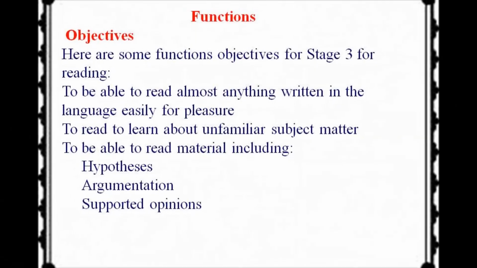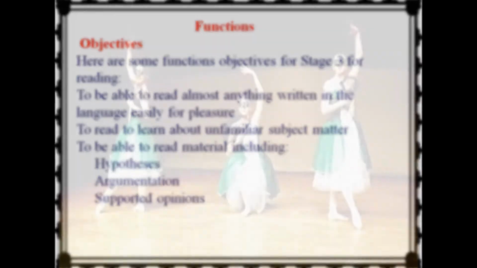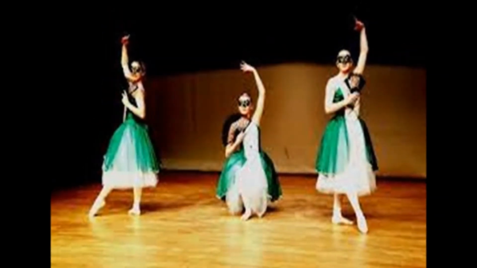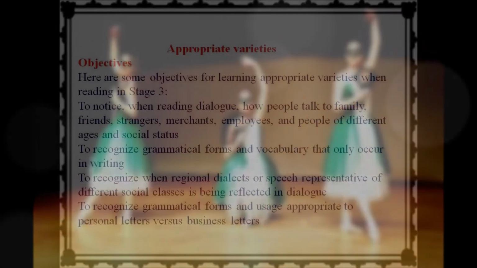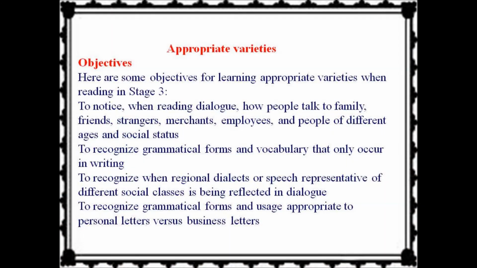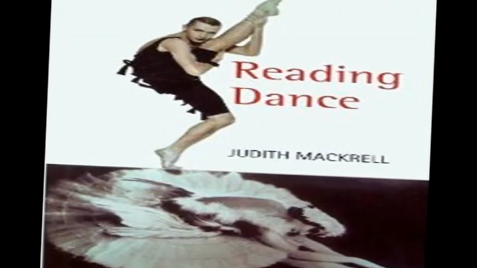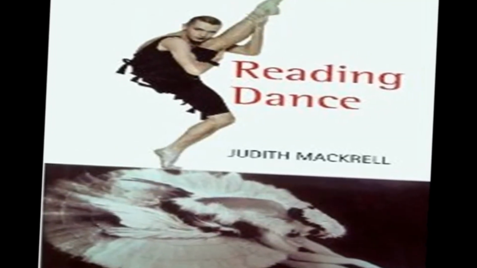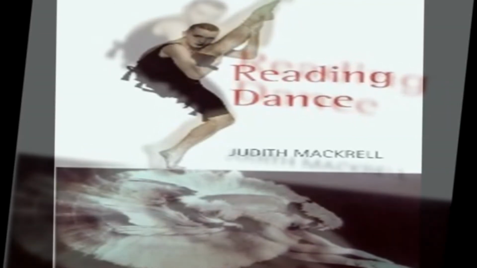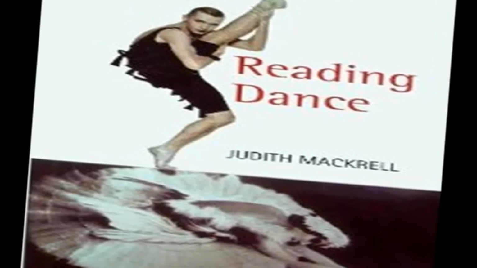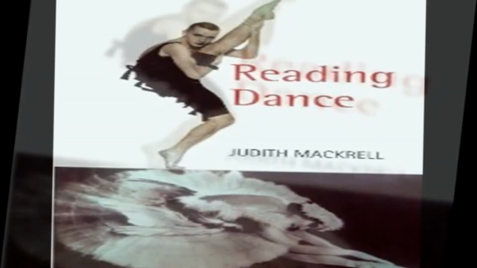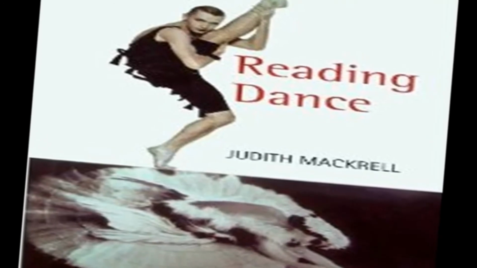Functions: hypothesis, argumentation, and supported opinions. Appropriate varieties. Here is the most important thing to notice. To notice when reading dialogue how people talk to family, friends, strangers, merchants, employees, and people of different ages and social status. To recognize grammatical forms and vocabulary that only occur in writing. To recognize when regional dialects or speech representative of different social classes is being reflected in dialogue. To recognize grammatical forms and usage appropriate to personal letters versus business letters.